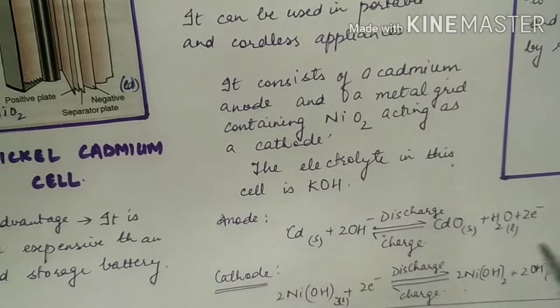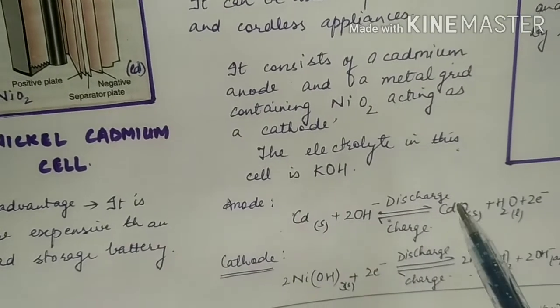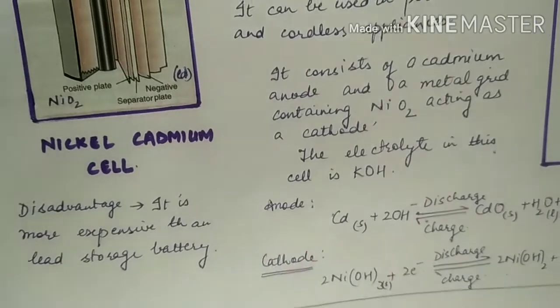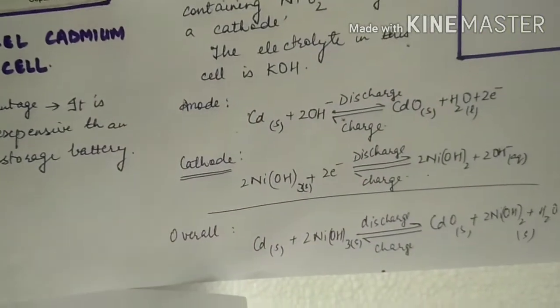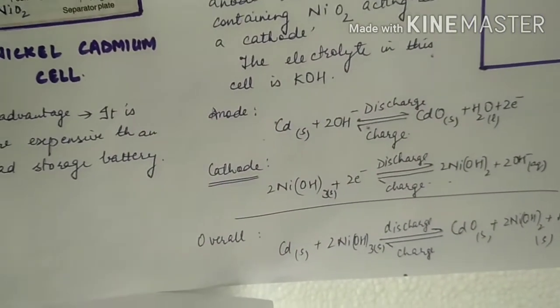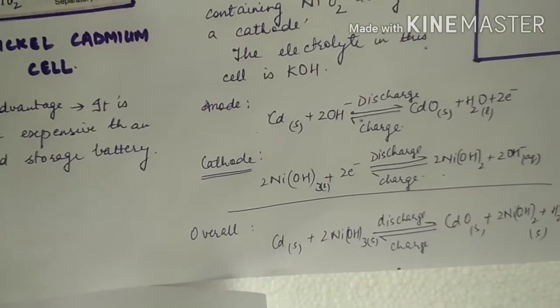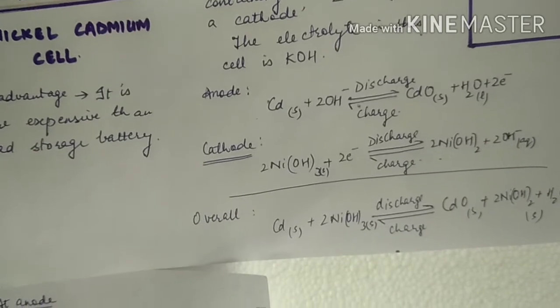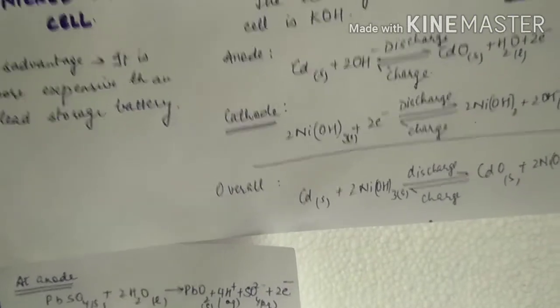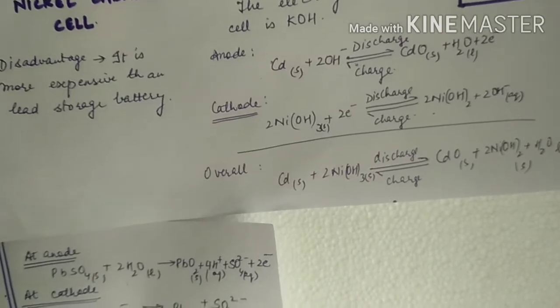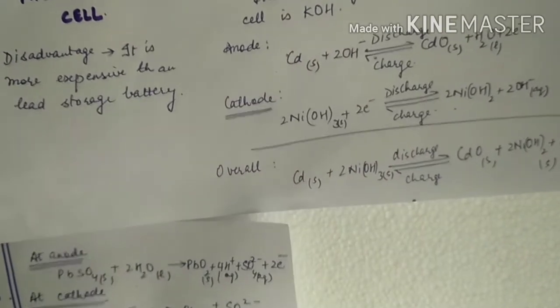When it has to be recharged, the opposite reaction occurs. Cadmium oxide combines with water and electrons to form cadmium and hydroxide ions. Similarly, at the cathode, nickel 3 hydroxide will take 2 electrons to form nickel 2 hydroxide and hydroxide ions, and the overall reaction is cadmium plus nickel 3 hydroxide will form cadmium oxide plus nickel 2 hydroxide plus water.